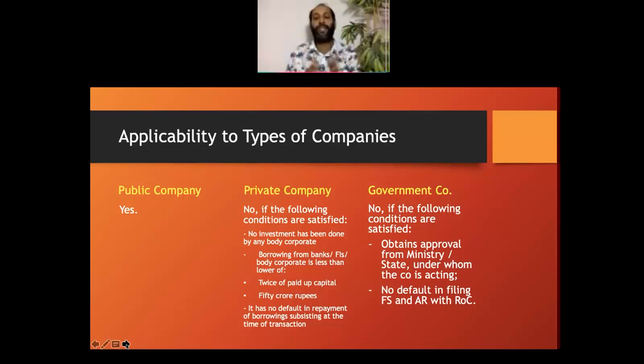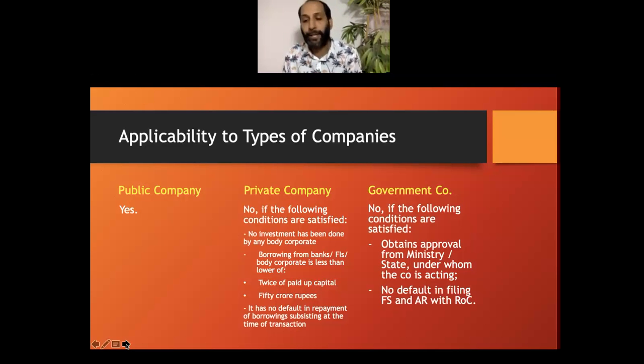As you all know, most of the people will be dealing mostly in private company, and you will ask, sir, my money, can I give it to the directors? Yes, you can give, but you should look into this important thing. Now, private company is also covered under Section 185. But there is a golden exemption. The golden exemption is stated in the slide. It is very, very, very important. A private company will not get attracted under Section 185, provided all the conditions are satisfied. What are the conditions? One, it has no investment from any body corporate. Two, the borrowings from body corporate, bank and financial institution should not go above a threshold limit. And third, it has a perfect track record of repayment of loans. So this is very important.